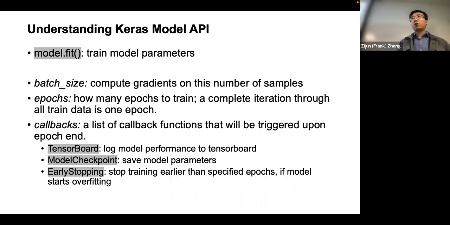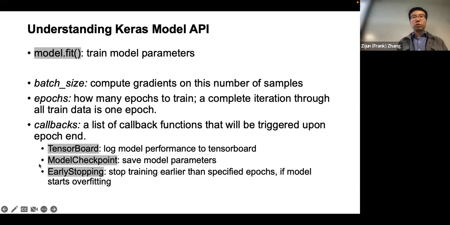And finally, we also have some callbacks. Callbacks are a specific type of function that will always be called when an epoch is finished. There are several very useful callback functions in Keras. The one that we already used is this TensorBoard callback. Upon finishing each training epoch, this function will examine the model and document the model's performance to disk so that later we can visualize that using TensorBoard utilities.